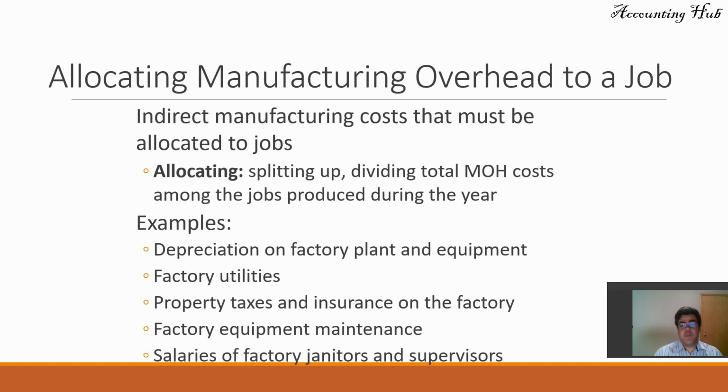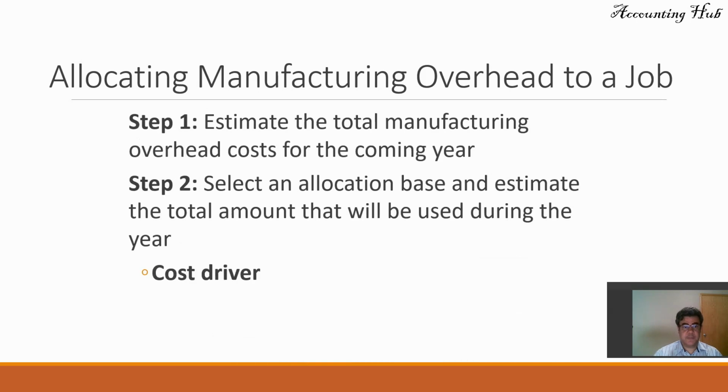So the process of allocating manufacturing overhead to a job. So we're talking about job costing, not process costing. And allocating means splitting up, dividing total manufacturing overhead costs among the jobs produced during the year. For instance, depreciation, utilities, property tax, factory equipment maintenance, and salaries of janitors, supervisors, etc.